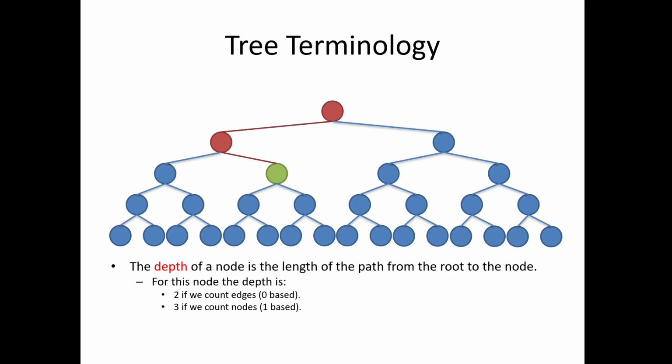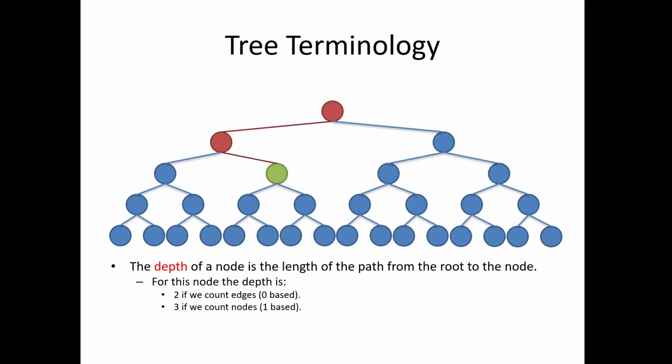Are we going to count the edges on the way down or the nodes on the way down? We can see in this path I've indicated here there are 3 nodes but 2 edges. If we count the edges, this is a 0-based counting, and if we count the nodes, this is a 1-based counting, and this is just something we need to decide when we're talking about our depth.